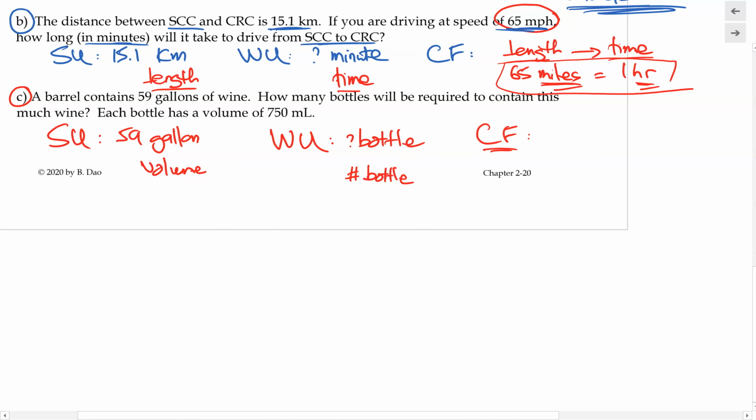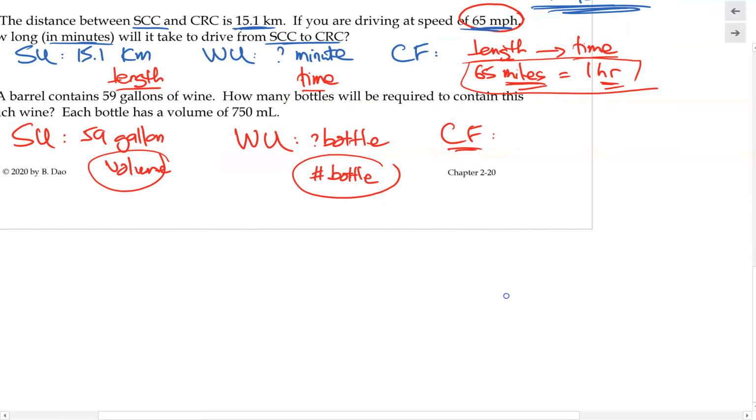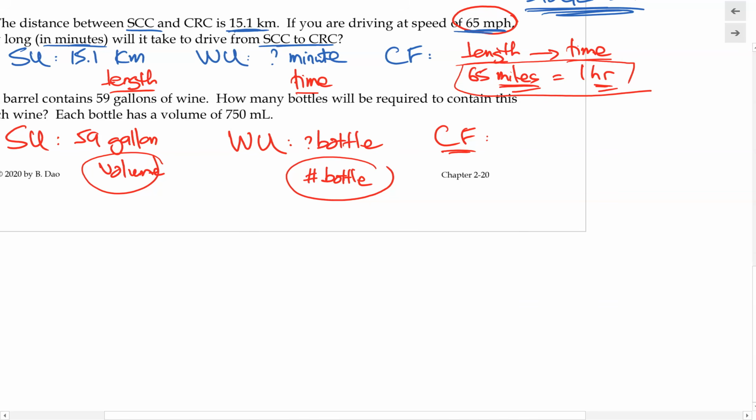In order for us to solve this problem right here, the problem has to provide us with a relationship between volume to the number of bottles. That is something that is very much needed, because without it, we will not be able to solve this problem. So what would be the relationship between volume to bottle? So the required conversion factor would be something that relates volume to bottle, or number of bottles.